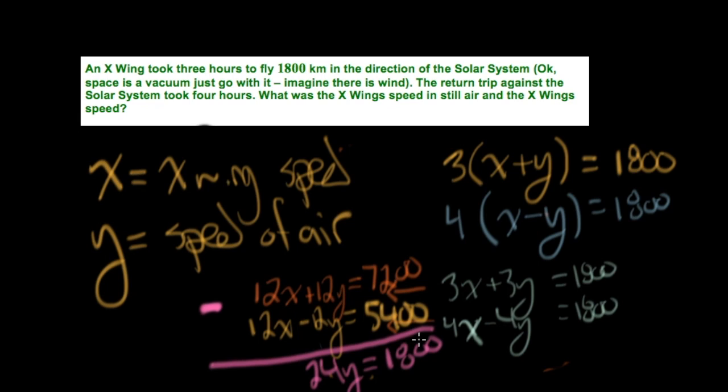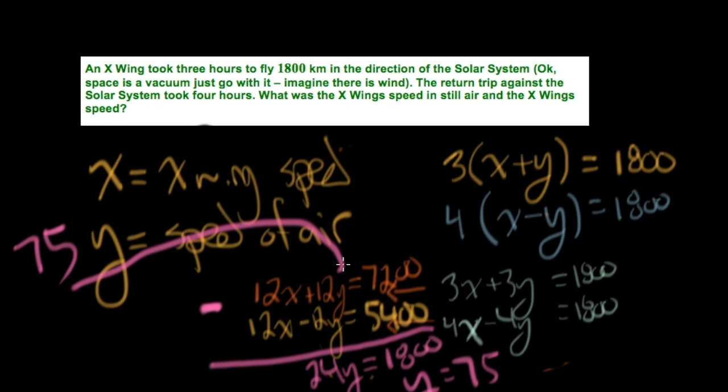And I'm not done yet. I need to divide both sides by 24. And when I do 1,800 divided by 24, I get 75. So y is 75. I'm going to put that up here just so I know my speed of the air is 75. That's exciting. Now I need to substitute. So I'm going to substitute that 75 somewhere, right into there.